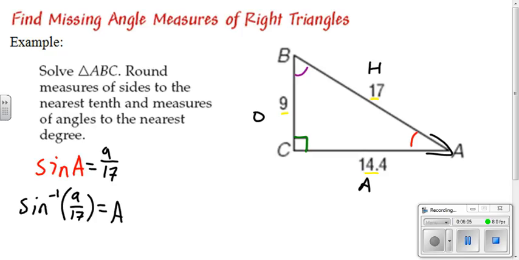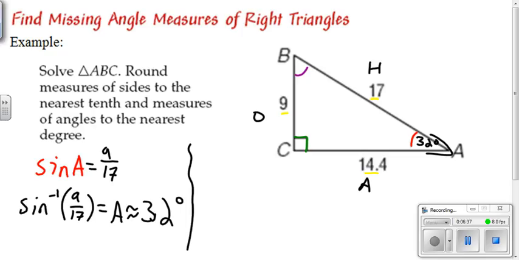And when we do that, we find the arc sine of 9/17. That means that A is approximately, we want to round to the nearest whole degree, so we'd say A is approximately 32 degrees. Now we could either just say 180 minus 90 minus 32 would give us our B value, but let's say we wanted to use trigonometry to find our B value.